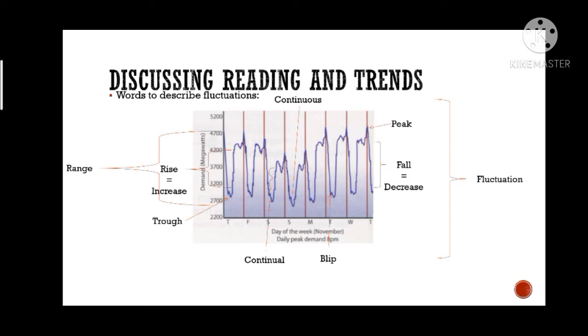الرينج اللي بيحصل فيه الكلام ده، الرقم اللي ما بيطلعوش عنه ولا بينزلوا تحته range. كل التذبذب ده بقى بنسميه ايه؟ fluctuation. These are the words that we use to describe fluctuations.